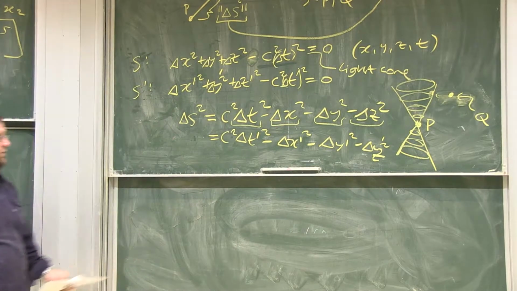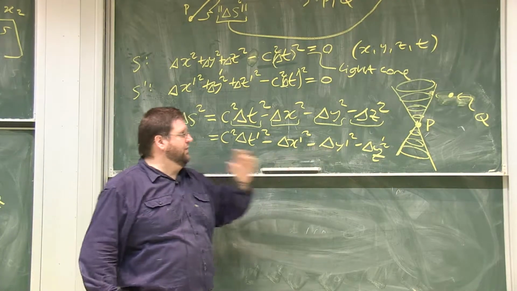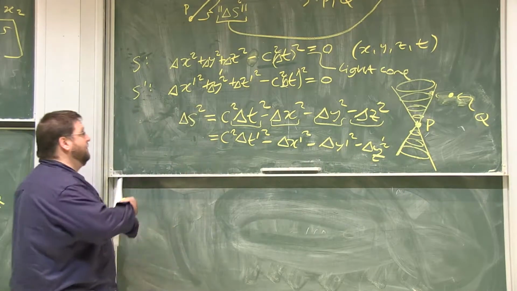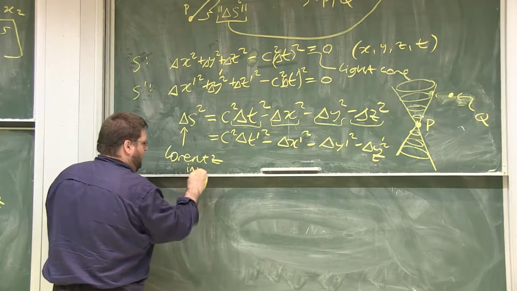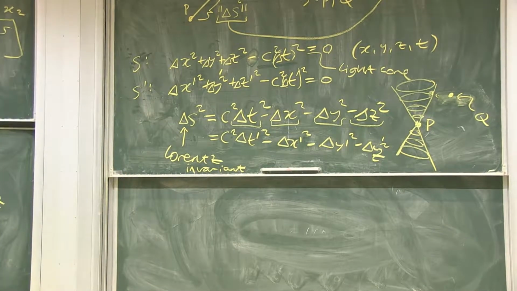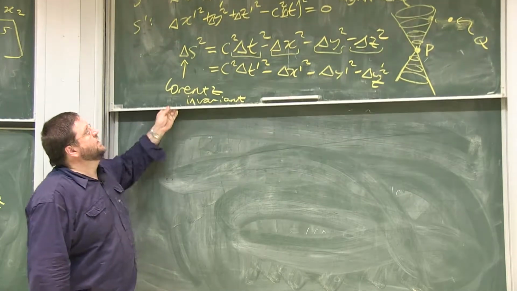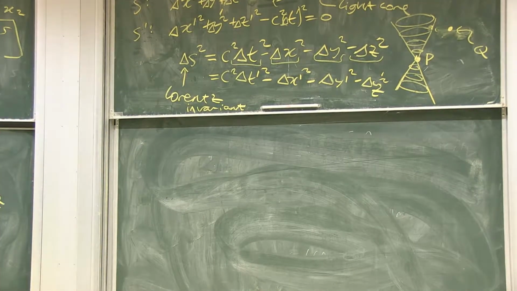So different inertial observers would certainly disagree on the coordinates of the difference vector, delta x, delta y, delta z, delta t, or delta x prime, delta y prime, etc. But they would all agree on the value of this quantity here. So this is an absolute. This is a Lorentz invariant. This is a quantity upon which all inertial observers agree. It must therefore have a geometric significance that transcends any particular coordinatization of space-time. This is to space-time what length or length squared is to Euclidean space.